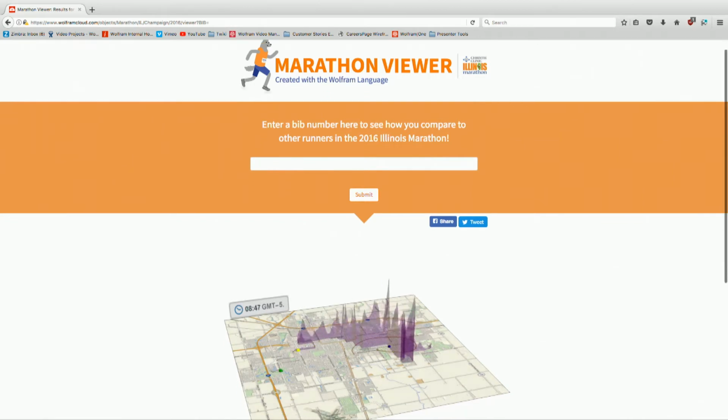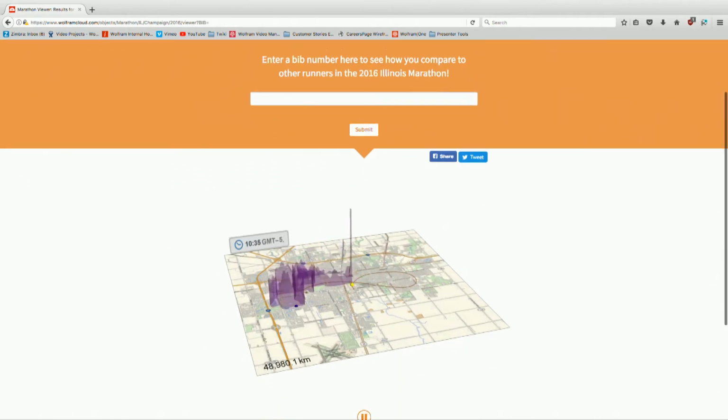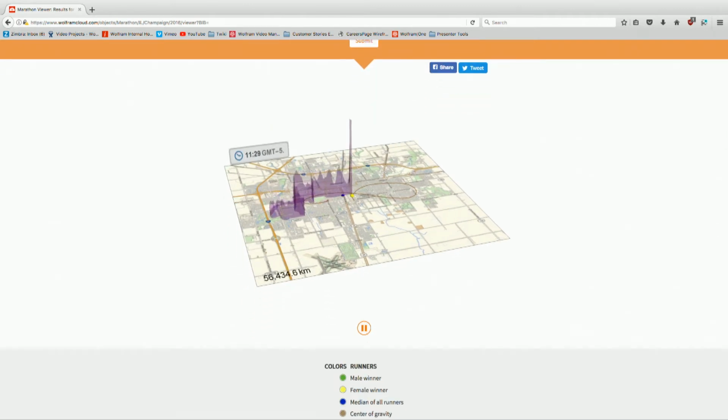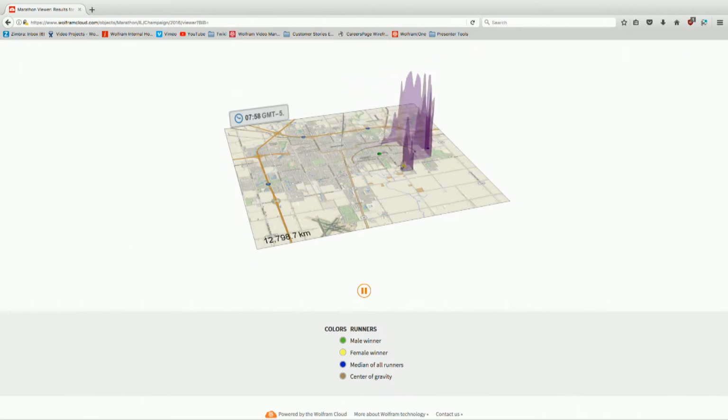And so what you can see here is what I was trying to describe. The height of the purple wave indicates a certain number of runners per, I think it's half a kilometer, in that area. We also pre-generated the position dots for the male and female winners, green and yellow. We also added the median of all runners and the center of gravity, just for the heck of it, just because we can and we like it.